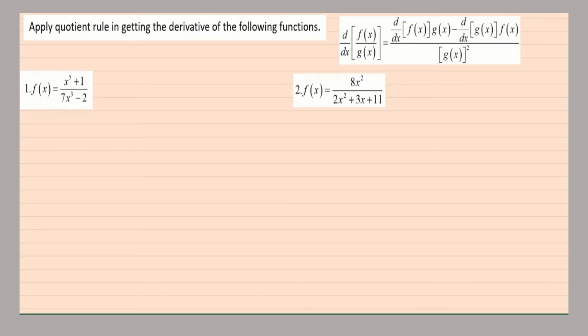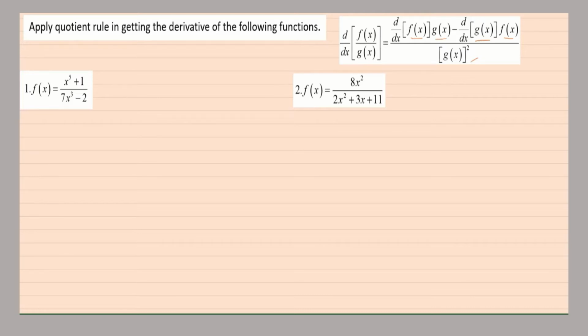Now we are going to apply the quotient rule in getting the derivative of the given functions. The formula for getting the derivative of a quotient in the form f of x over g of x is equal to the derivative of the numerator f of x times the denominator g of x, minus the derivative of the denominator g of x times the numerator f of x, and then all over the denominator g of x raised to 2.